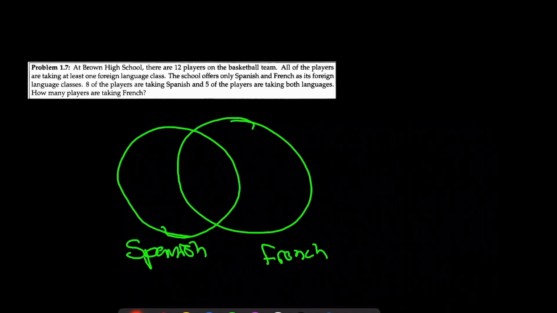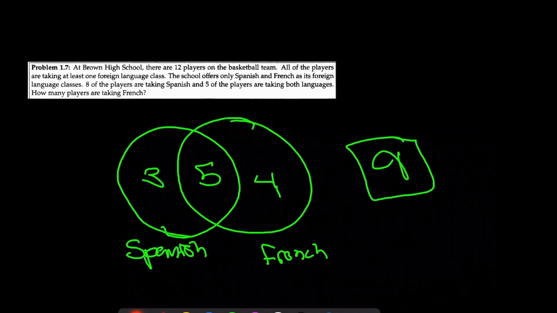And we got 8 players are taking Spanish and 5 players are taking both. So we know that. 8 players are taking Spanish, so that means there's 3 people taking just Spanish. And there's 12 people total, so that means there's 4 people taking just French. And that means that there are 9 people total that are taking French.